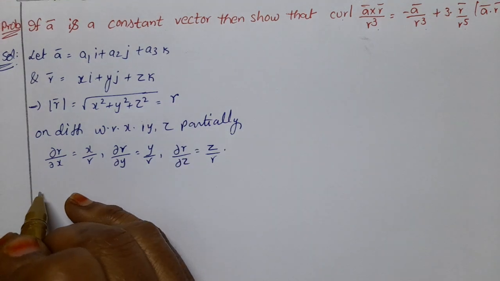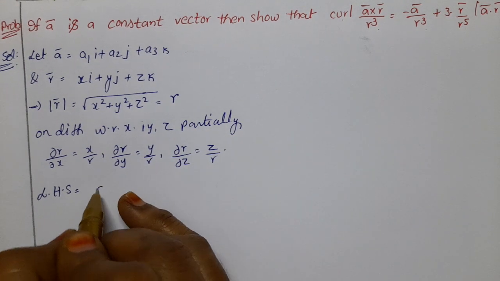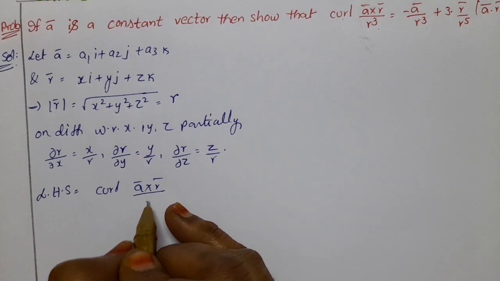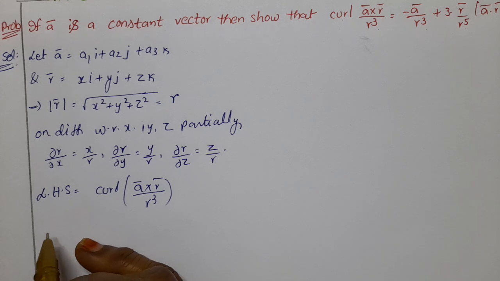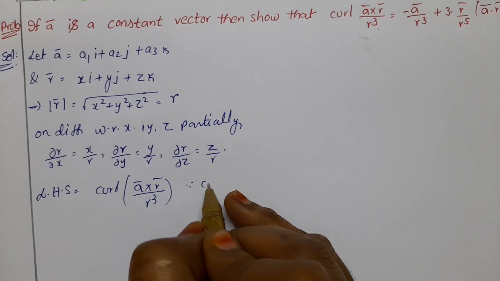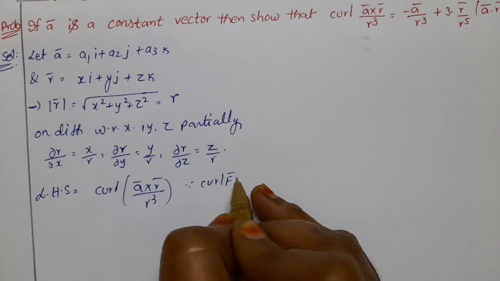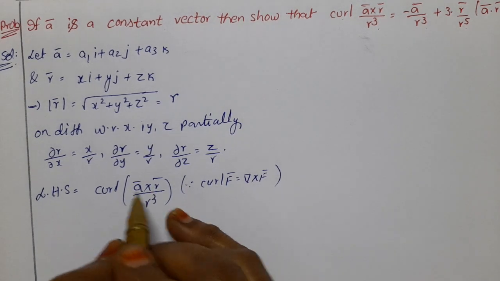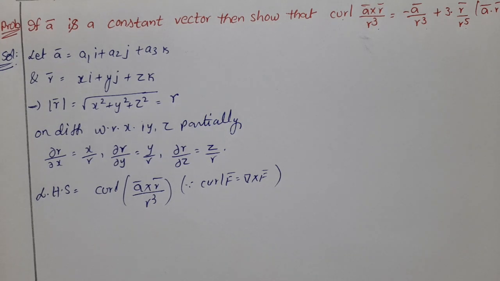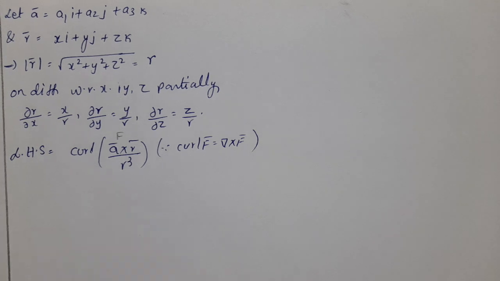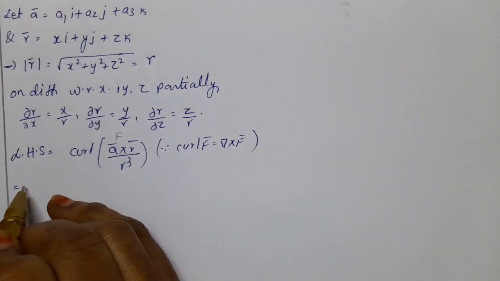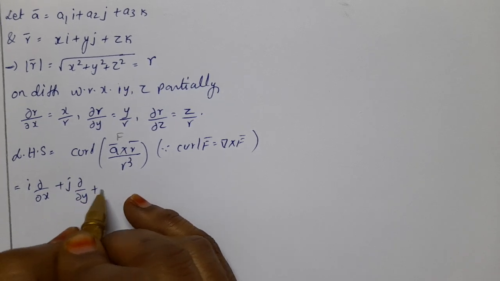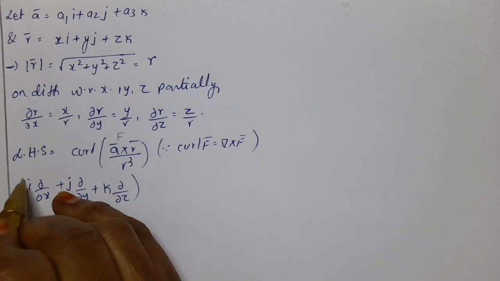LHS equals curl of a bar cross r bar by r cube. Curl means curl f equals del cross f. Here this is the function. Del equals i into dou by dou x plus j into dou by dou y plus k into dou by dou z.